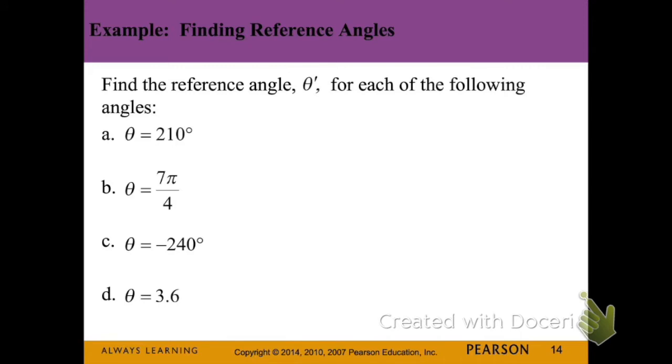Find the reference angle theta prime for each of the following angles. For some of us, it might be helpful to draw these out so we can see them visually. Others will probably be fine just using those rules that we just went over. So first of all, let's note that 210 degrees is in the third quadrant. So we're going to take our angle, 210, and subtract off 180. We get a reference angle of 30 degrees.